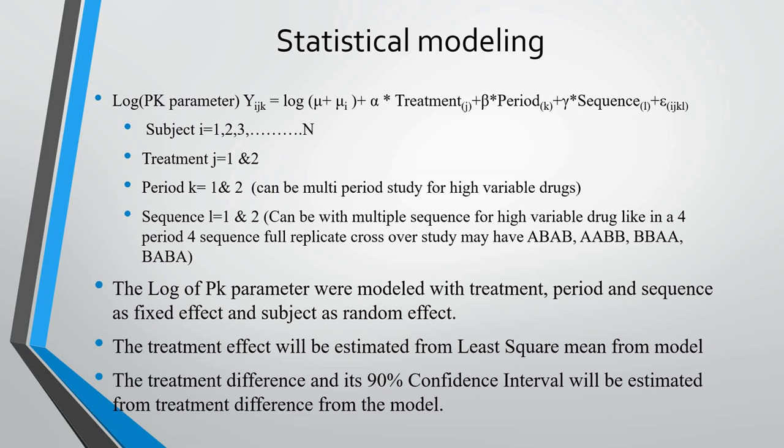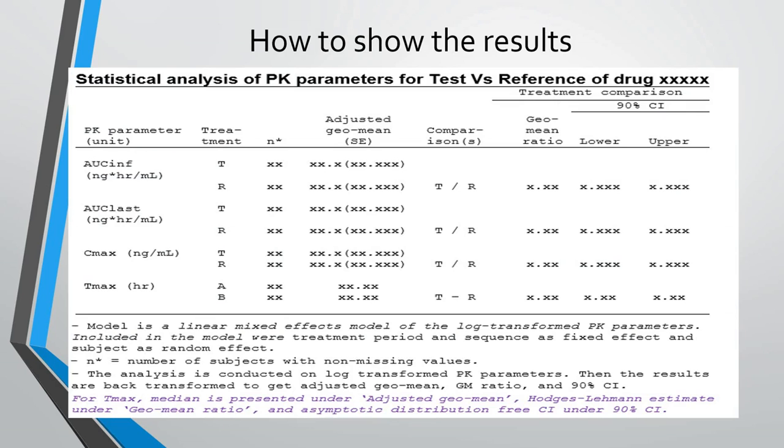The similar concept applies here: if your T by R ratio contains 1, but the whole confidence interval is on one side of your threshold, then you can say that the rest is assured. So we are going to work with the confidence interval. Now, how are we going to present the result?